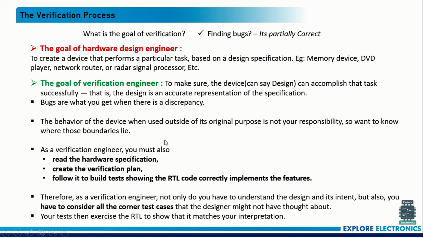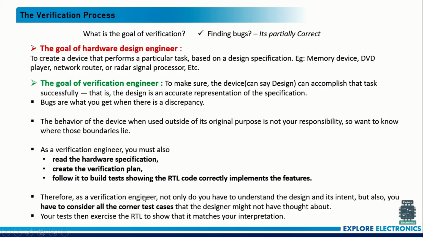And then as a verification engineer, we are going to read the hardware specification document first, and only then will we understand what the verification plan actually is. After reading the hardware specification document, create the verification plan. After creating the verification plan, we follow the steps to build the tests, that is the testbench, showing the RTL code correctness, which is implementing those features, right? So the 3 steps are: first read the hardware specification, then create the verification plan, then build the tests which will show the correctness of the RTL code.